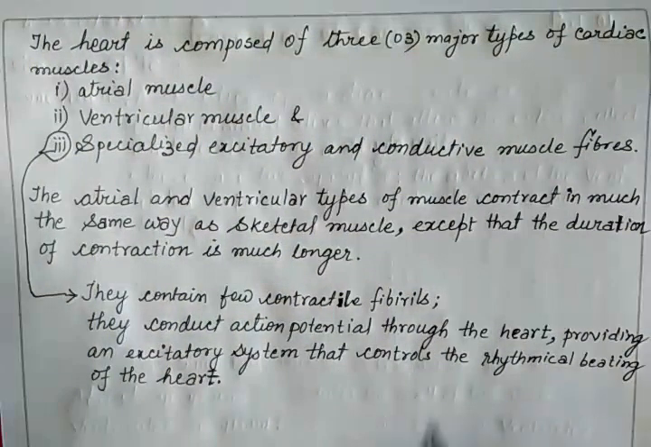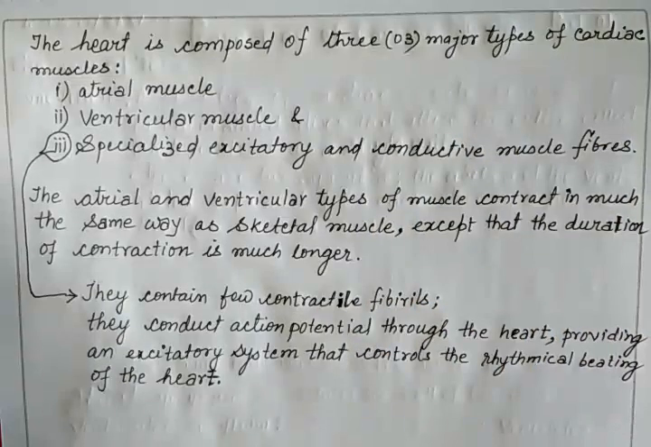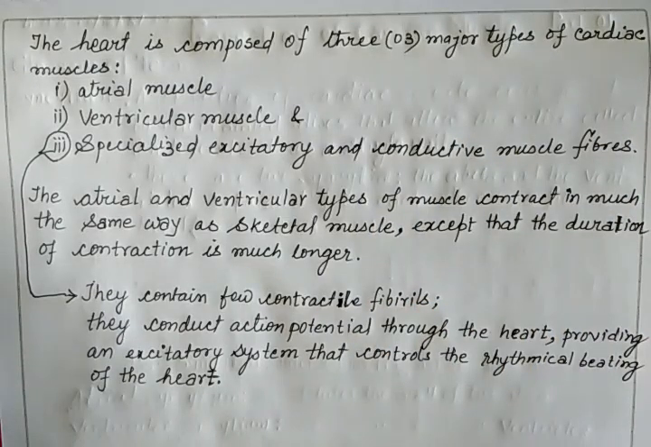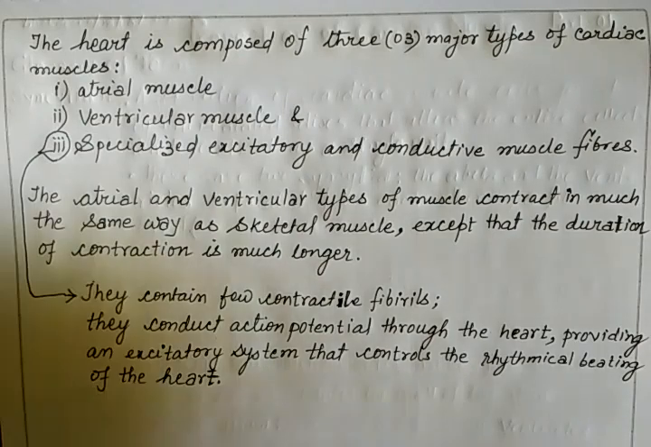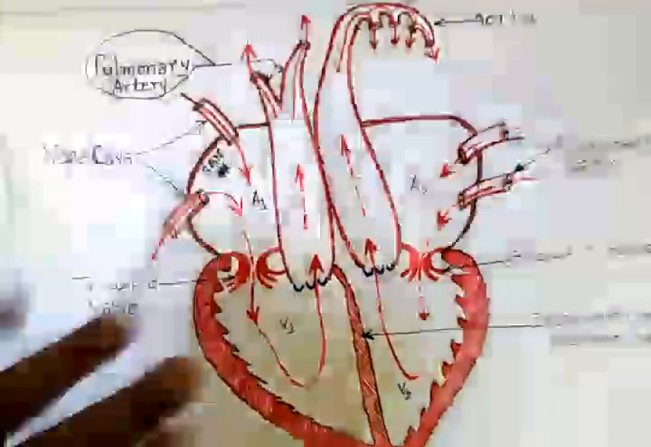Next, the heart is composed of three major types of cardiac muscles. So in the heart there are three types of muscles. Number one is the atrial muscle, that is, the muscles present in the auricles are called atrial muscles. Then ventricular muscles, present in the ventricle, and the most important, the third, specialized excitatory and conductive muscle fibers. So these muscle fibers are also present. Where the third type of muscle fiber is present in the heart, you can see in the picture.